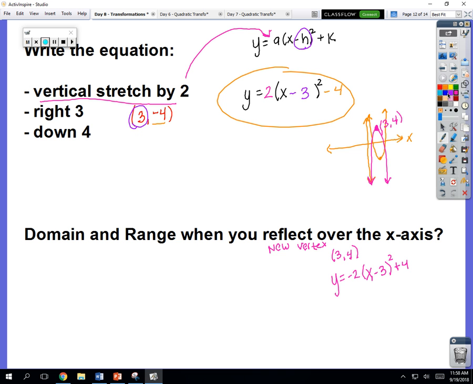So my domain is always the same. It's a parabola. It's a U shape. It goes off forever both ways. In set notation, x is all real numbers. And then my range, since this pink one is upside down, goes from negative infinity to 4, because it asks me the domain and range of my new equation, which is right here. So y is less than or equal to 4.